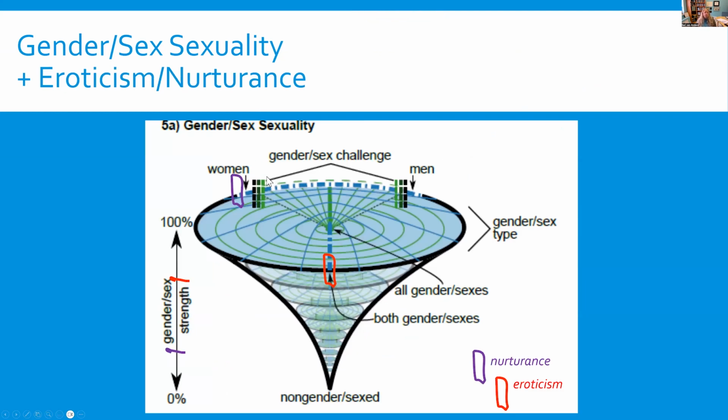And here's a way that eroticism and nurturance plays out. For example, here's someone who says they're nurturingly interested in being with women and erotically interested in, they see it as both gender sexes, men and women. And someone else might see gender sex beyond a binary and locate here. And you can see that they have different marks on strength, how important or how central those locations are to them.